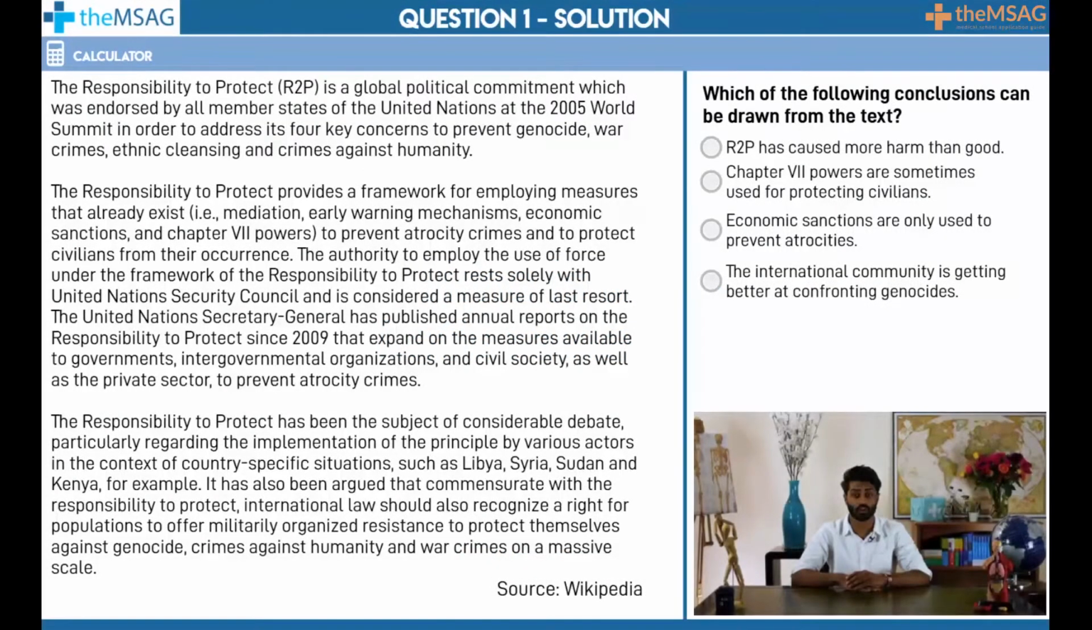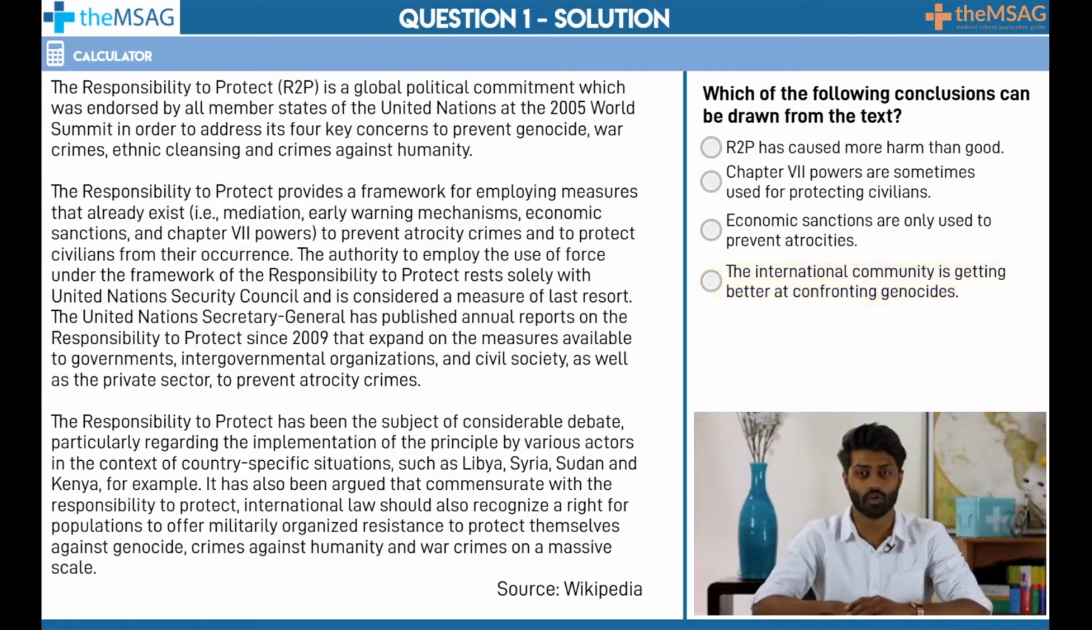Which of the following conclusions can be drawn from the text? A. R2P has caused more harm than good. B. Chapter 7 powers are sometimes used for protecting civilians. C. Economic sanctions are only used to prevent atrocities. D. The international community is getting better at confronting genocides. What did you guess? The correct answer is B. That Chapter 7 powers are sometimes used for protecting civilians.